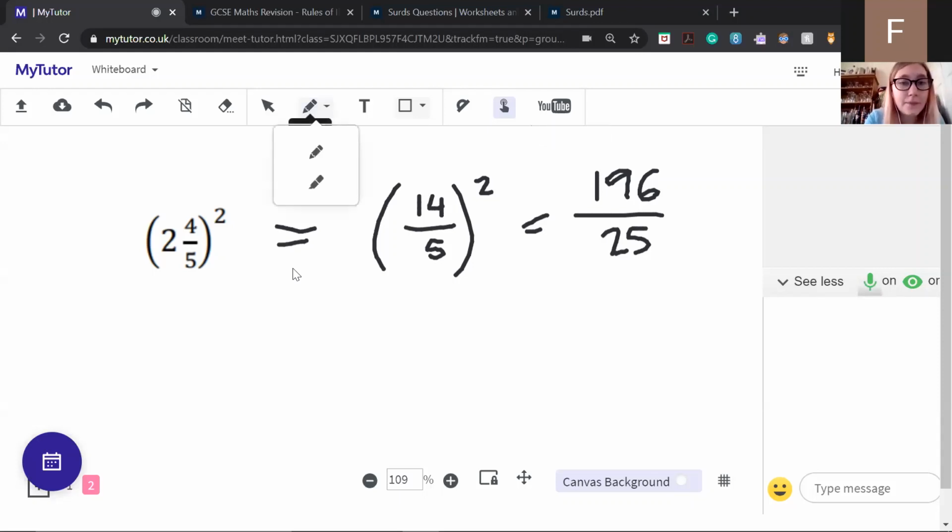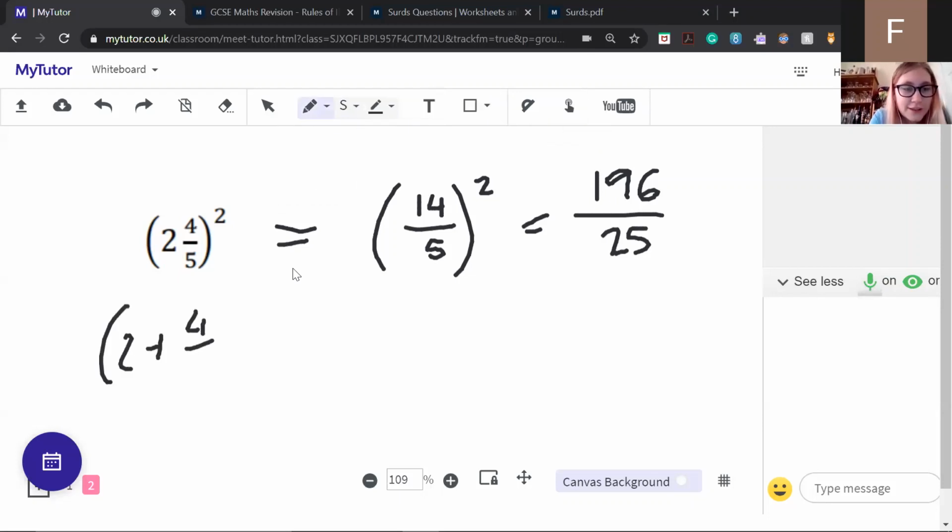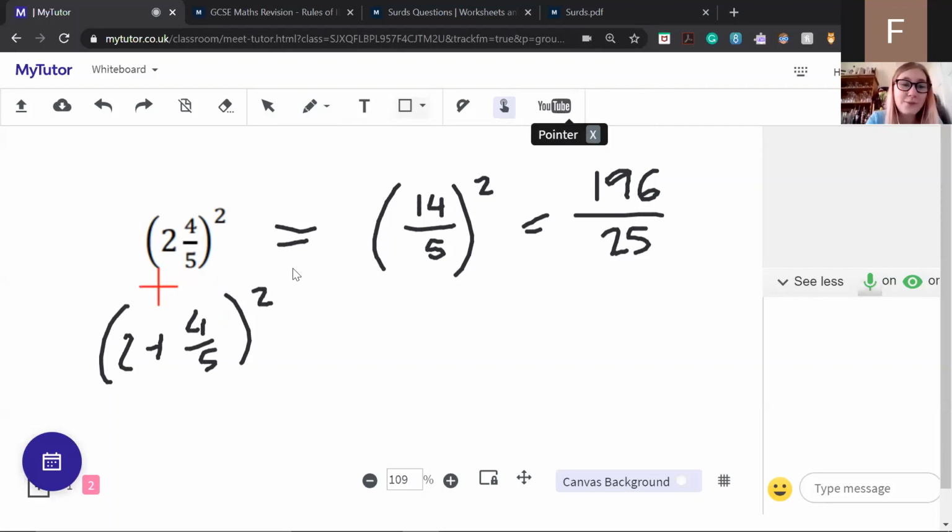And then if we did it without, let's have a look. Without actually might be harder than it's worth, because if we think about what this is, 2 plus 4/5, right? That's what 2 4/5 means. So when we square that, we'd have to do our FOIL technique. So we'd have to do like 2 times 2 plus 2 times 4/5 plus 2 times 4/5. So it gets quite confusing. So I'd strongly, strongly recommend converting to a top-heavy fraction first. Hopefully that makes sense. Cool.